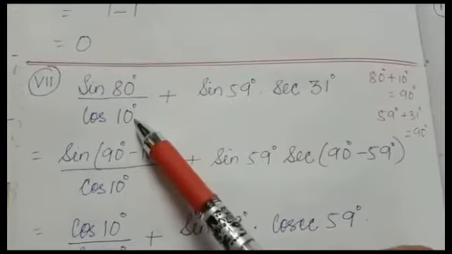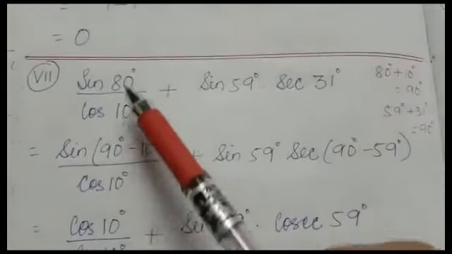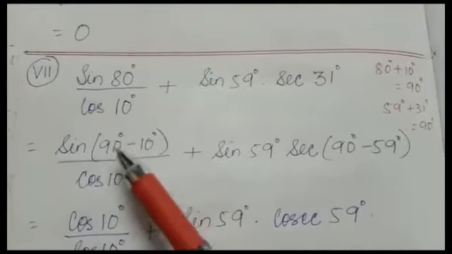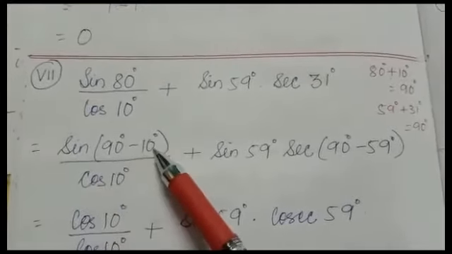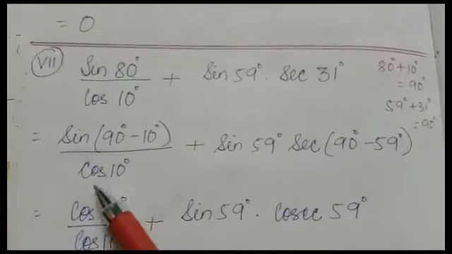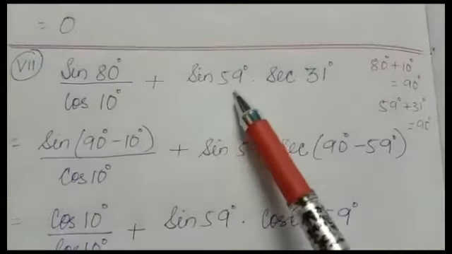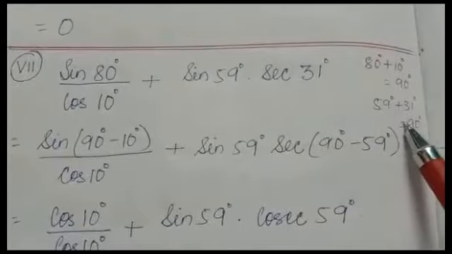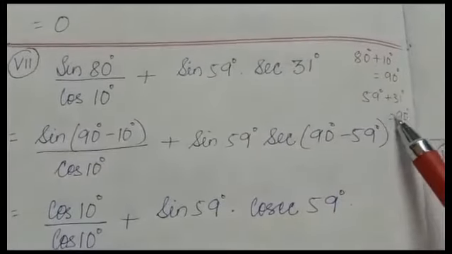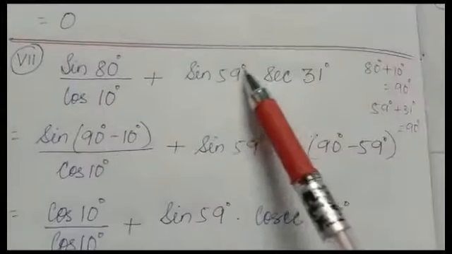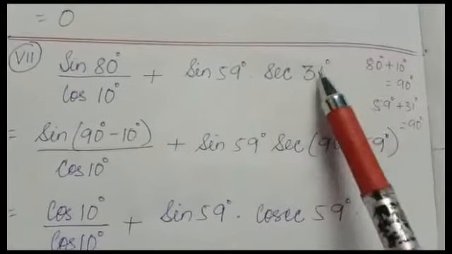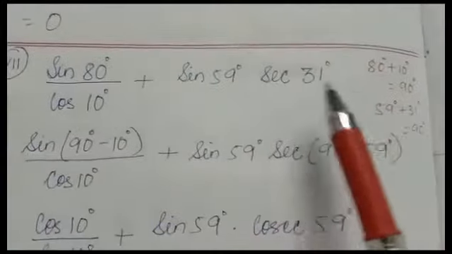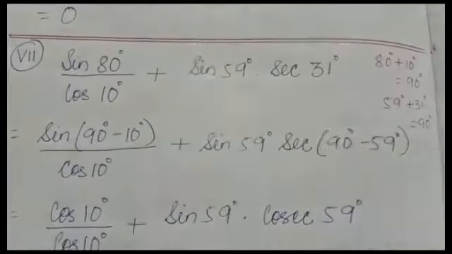Sine 80 degree divided by cos 10 degree plus sine 59 degree into sec 31 degree. So 80 and 10 are complementary. So we'll convert this 80 into 10. Okay, so sine 90 minus 10 we can write in place of 80, divided by cos 10, plus 59 and 31 are complementary because when you add them it will be 90 degrees. So either you convert 59 to 31 or 31 to 59. Here I am converting this 31 to 59.